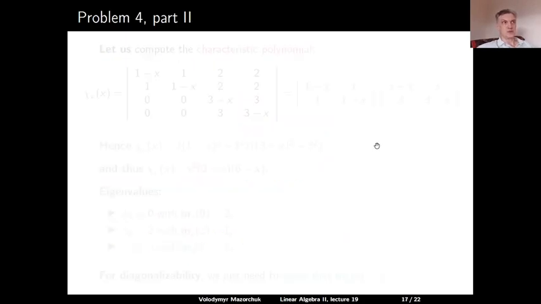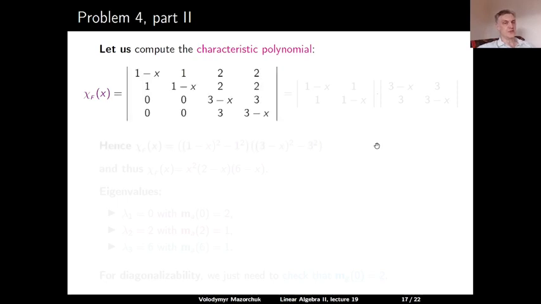Now we need to determine whether f is diagonalizable or not, and this we always start with computing the characteristic polynomial of f. So we take the matrix of f in the standard basis, subtract x on the main diagonal, and compute the determinant. Here we observe that this is a block upper triangular matrix with 2 times 2 blocks on the diagonal. So this determinant is equal to the determinant of the matrix 1 minus x, 1, 1, 1 minus x, times the determinant of the matrix 3 minus x, 3, 3, 3 minus x.